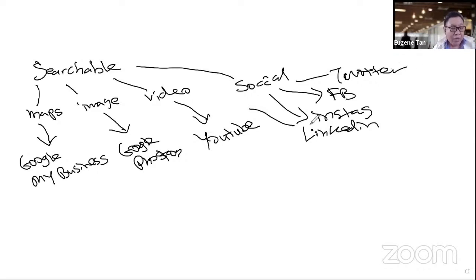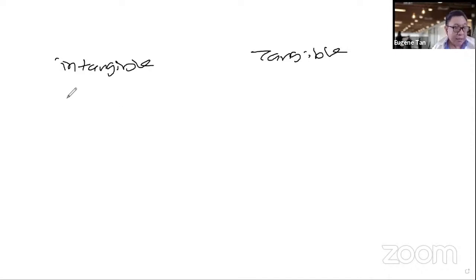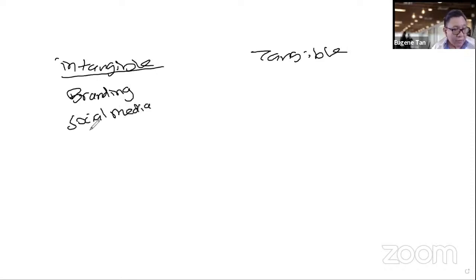So how can we measure our marketing activities? Basically, there's an intangible way and there's a tangible way. The intangible way is generally branding activity. You can't really measure it. Of course, with today's advancements, there is such a thing as social media listening, tools that can help you measure brand mentions and things like that.